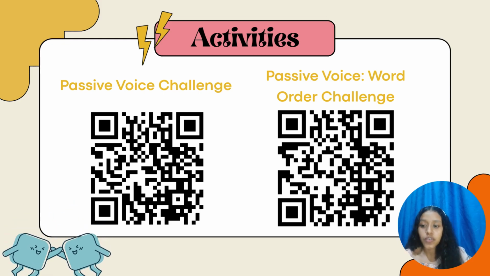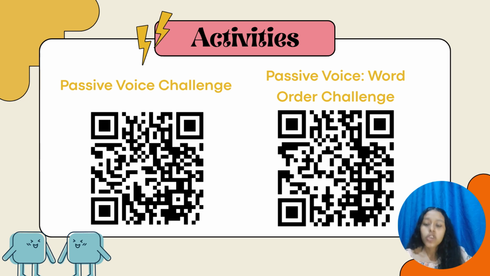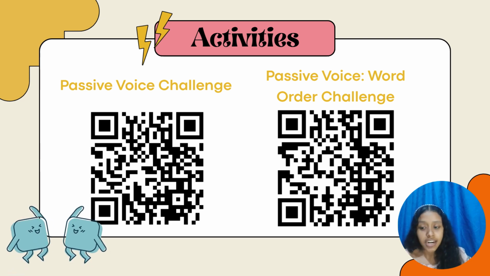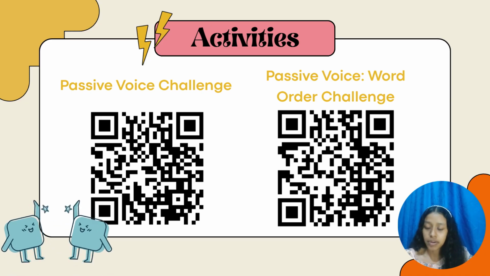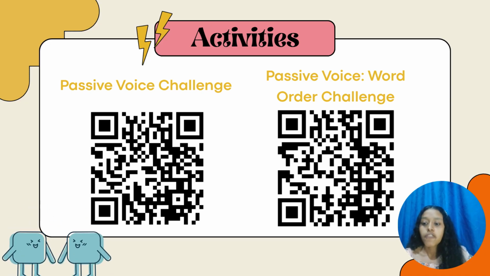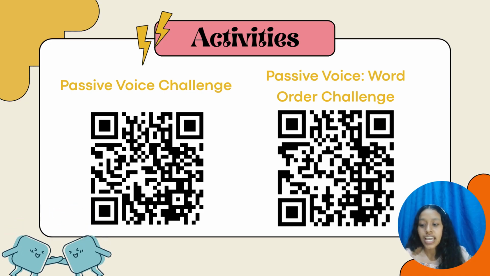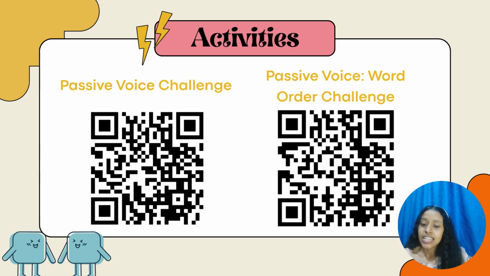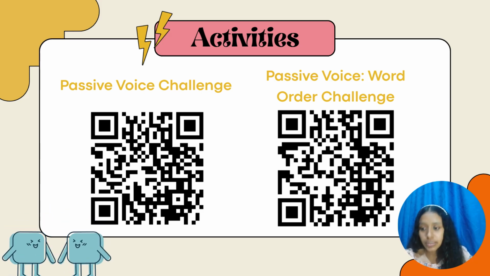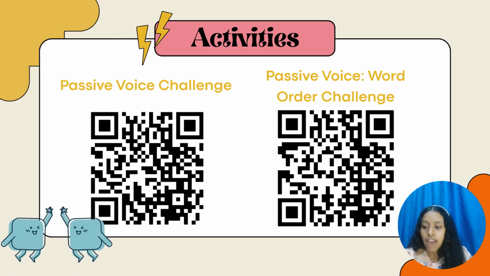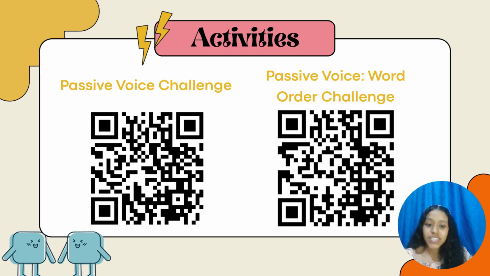The second QR code is a word order game. Here, you need to drag and drop the words to build a perfect passive sentence from scratch. Please scan them with your phone and give them a try. These activities are designed to be fun and interactive, helping you reinforce everything we discussed today. Good luck!